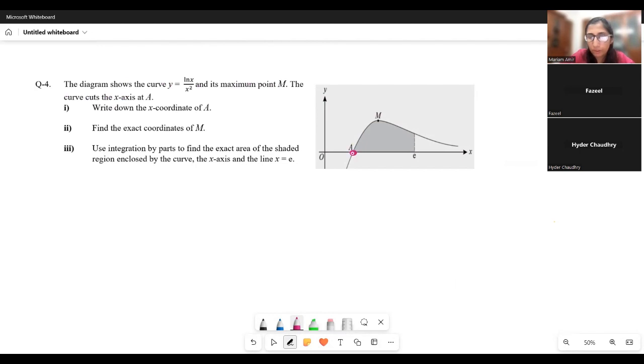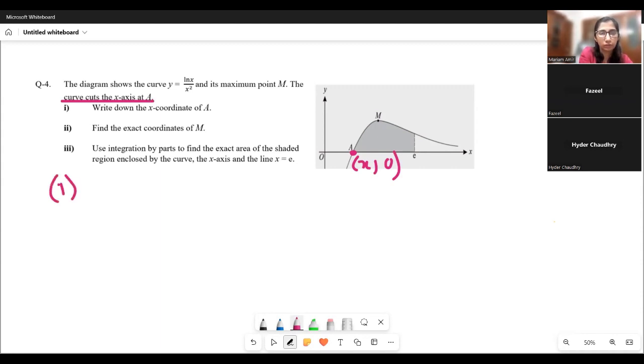All right. So the curve cuts the x-axis at A. So when a curve cuts the x-axis, what do we know about that point? y equals 0. So x is some x and y is 0. All right, so substitute y equals 0 in the curve. 0 equals ln x over x squared.